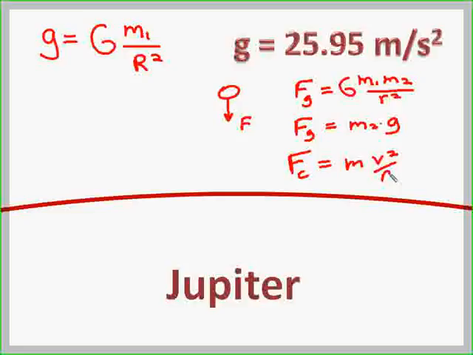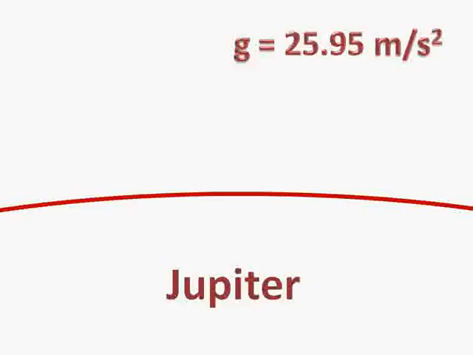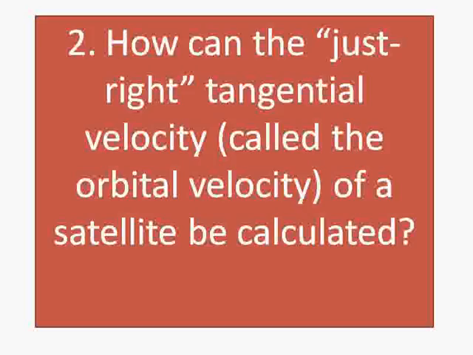Now, solving for the acceleration due to gravity, baby g, that's one thing you can get. But you know what? You can also get the tangential velocity. You could solve for v. So that's the second part of lesson 9. Oh, there's more. How can the just right tangential velocity, called the orbital velocity, of a satellite be calculated? Remember we talked about the moon having that just right velocity. Wouldn't you love to be able to calculate that? I know. Well, now you'll be able to. After you buy this product.